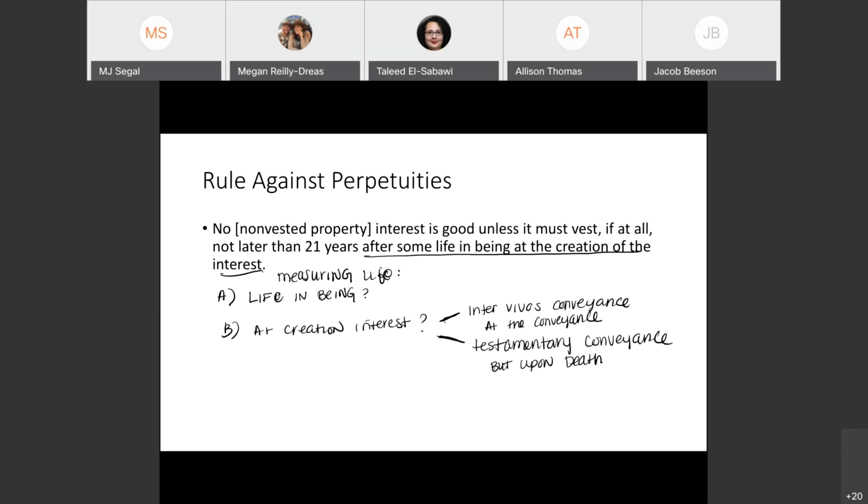So why does that matter? Well, for the purposes of your exam, I'm making it simple, and I am saying all conveyances on this exam are inter vivos conveyances. So all of them are going to be at the actual, we're going to assume that when I say A to B, that means that there was an inter vivos conveyance and the deed was given to B.